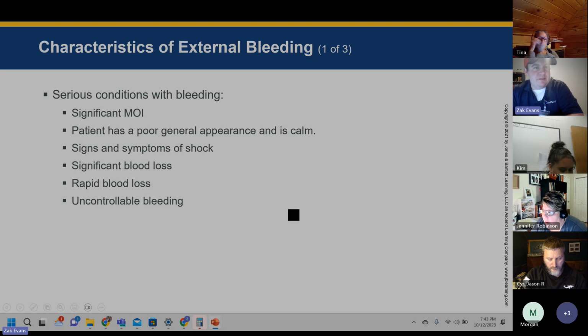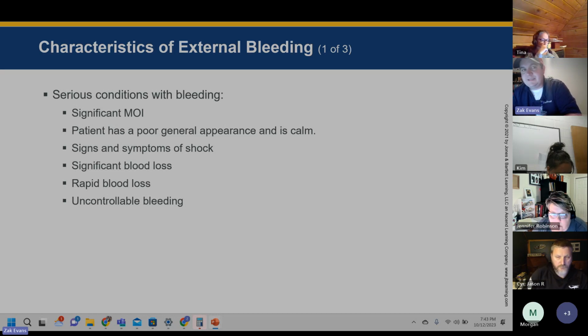Here are some serious conditions with bleeding. A significant mechanism of injury. Patient has a poor general appearance. Signs and symptoms of shock, significant blood loss, rapid blood loss, uncontrolled bleeding. Again, these are all characteristics of what could cause external bleeding or what you may see.